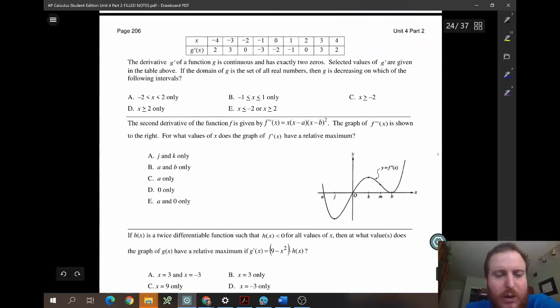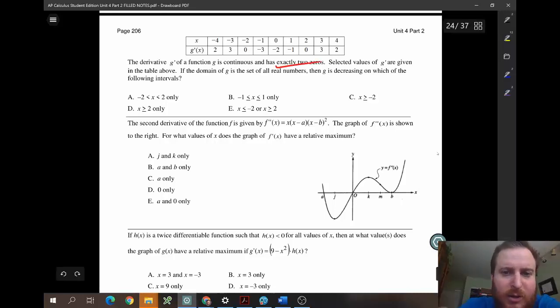Okay, next up, this one is a calculator question, but in this case, we actually don't have to use our calculator. So the derivative, and that's actually kind of common. The derivative g prime of a function is continuous and has exactly 2 zeros. Selected values of g prime are given in the table above. If the domain is the set of all real numbers, then g is decreasing on which of the following intervals.